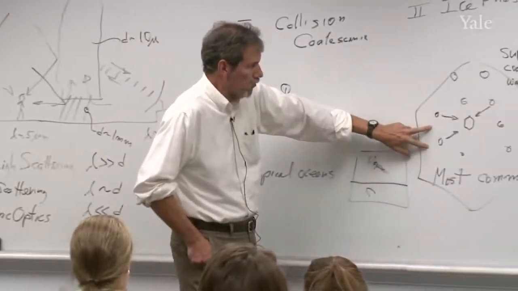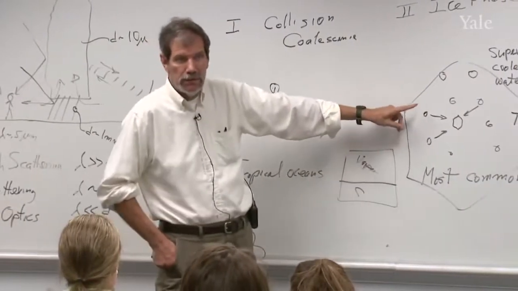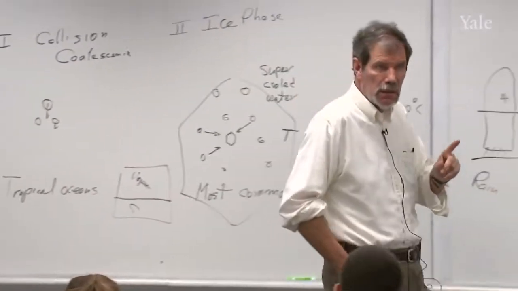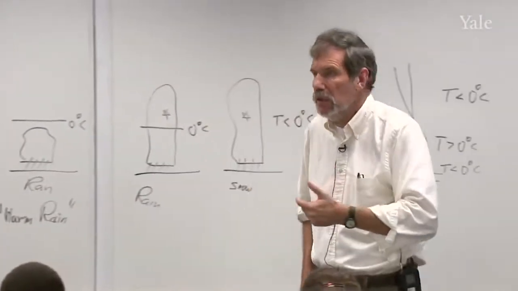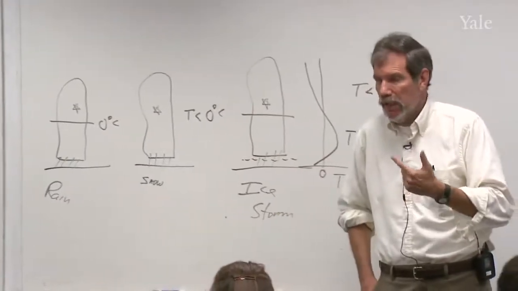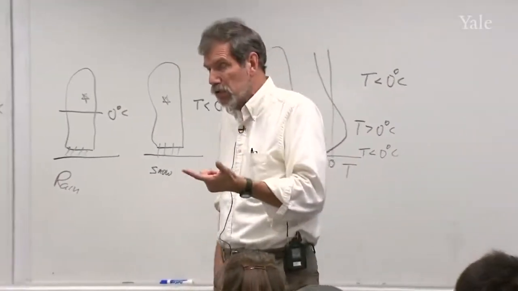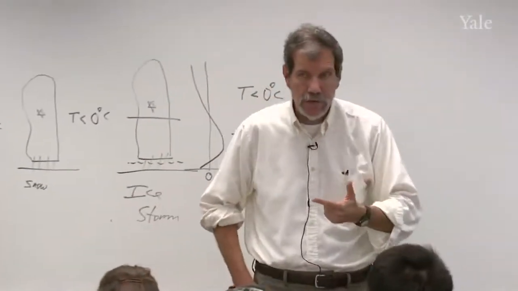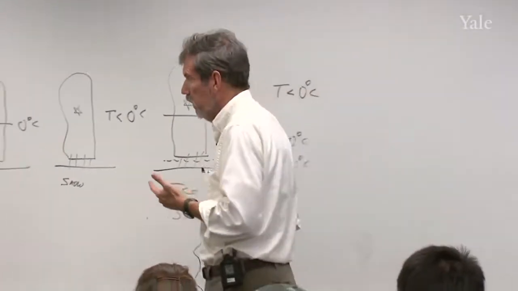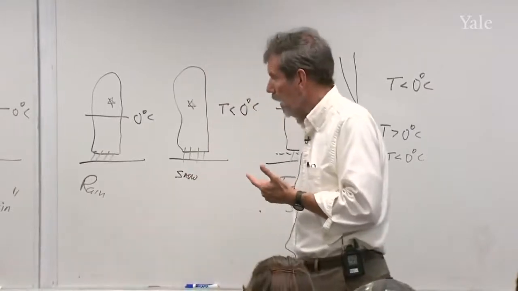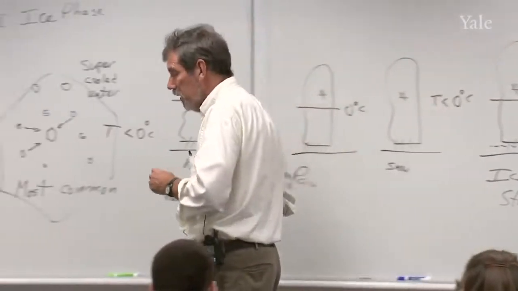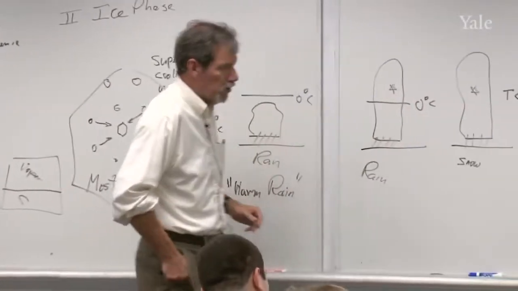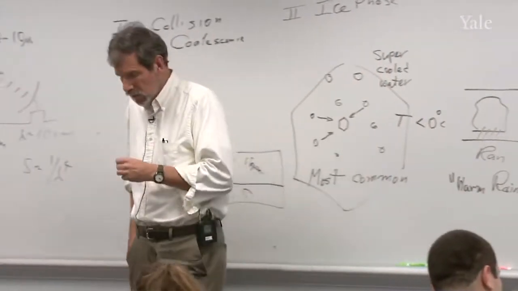This is a trickier mechanism, so I'd be happy to take questions on this if I haven't made this clear. It's called the ice phase mechanism for generating rain and snow. Sometimes it's called the Bergeron mechanism, after the Norwegian scientist that developed the idea. Okay, now with that, let's talk about some different rain or snow scenarios.